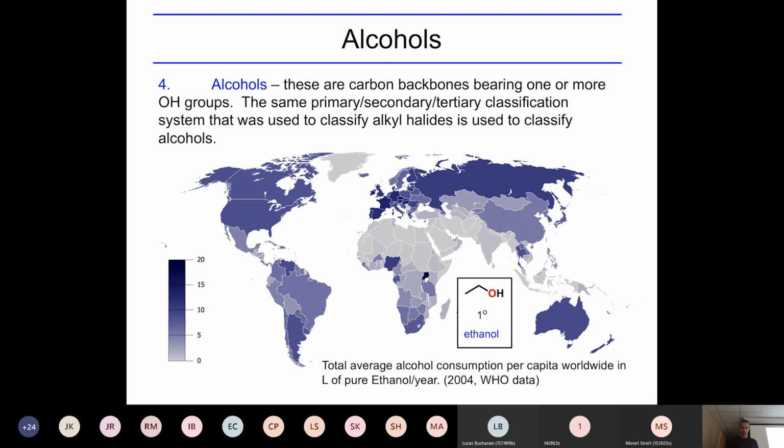This is showing the total alcohol consumption per capita worldwide in liters of pure ethanol per year. In Canada, we're, I don't know, average, I guess. And definitely Europe's way higher than us. I think that's probably because in Europe there's a much higher tendency for people to have wine with meals, and it's a lot cheaper there. I think maybe more people in Canada would have wine with meals if it wasn't so expensive.